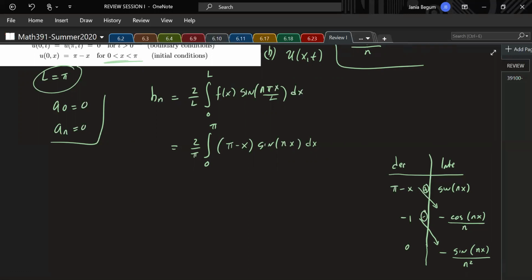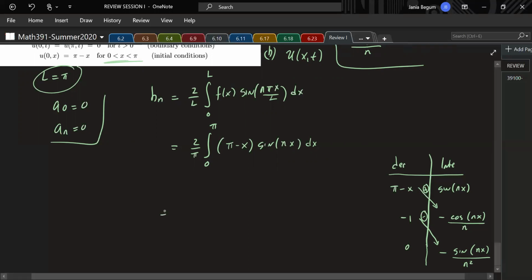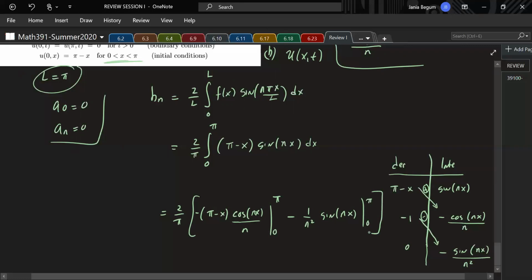So now what do we have? We have 2 over pi times all of that. So we have pi minus x times, well, negative, so there's a negative, and then cosine of nx over n, taking it from 0 to pi. And then the second one, we have negative 1 times negative, negative, so we get negative 1 over n squared times sine of n x, going from 0 to pi. So that's what we have here.